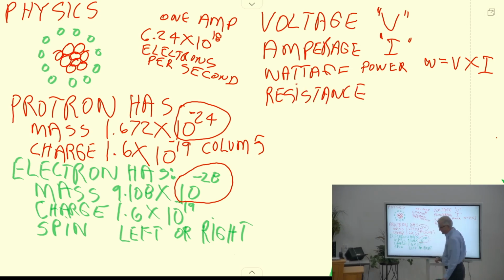So resistance is a measurement of the material's resistance to current flow. See, when we had our example here of electrons hopping over, well, different atoms have different amounts of resistance. In other words, let me get our atom back up here again.